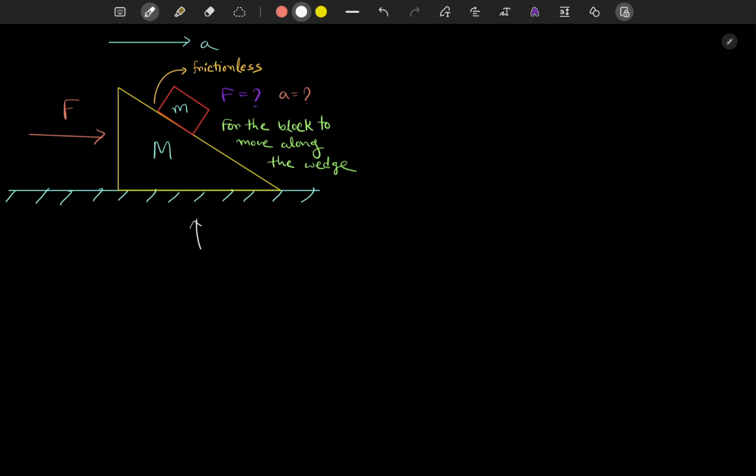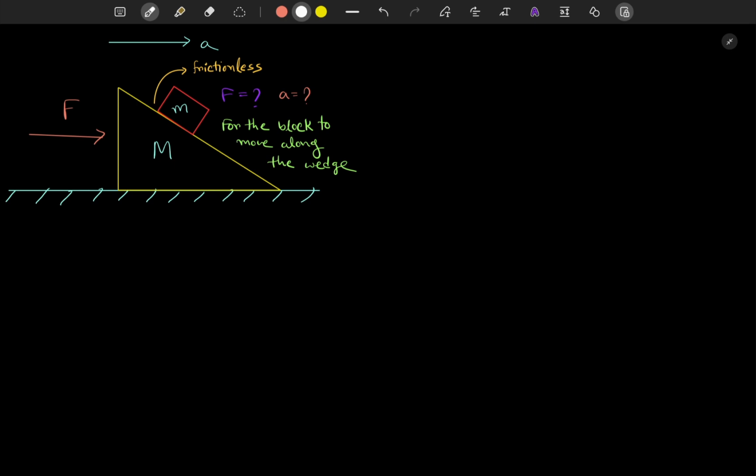Okay, we need to find the force and also find the total acceleration of the system. By system I mean the block and the wedge both as a whole. So let's start.